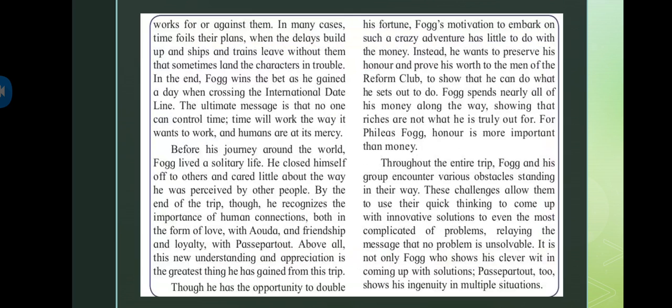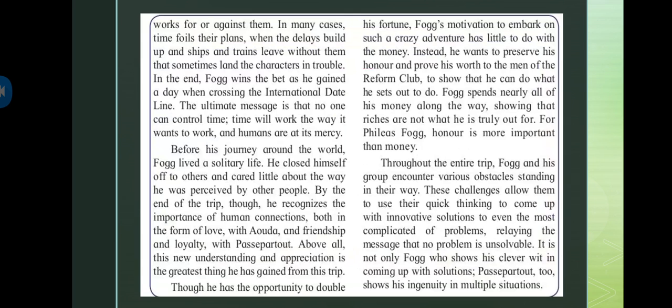In the end, Fogg wins the bet, as he gained a day when crossing the international date line. So when he was crossing the international date line, he earned one day. Okay, and just because of earning one more day, he won the bet. And then the ultimate message is that no one can control time. Time will work the way it wants to work, and humans are at its mercy. Obviously, what we will learn through this, the ultimate message that he has given, is that we cannot control time. Instead, time controls everything. And that's what he is trying to express here.